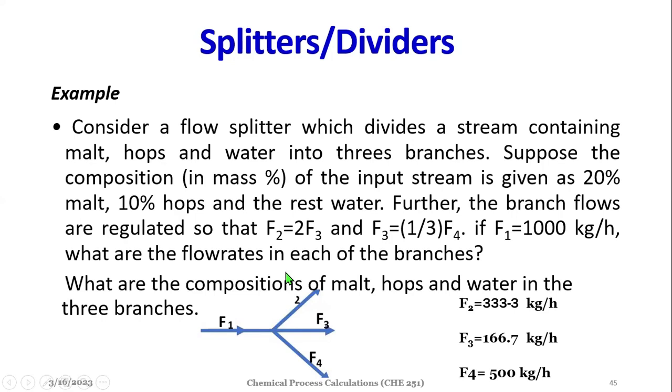So what we do is that I know the flow rate of the feed is 1000 and it's splitting into three streams. If I add the flow rates of the three streams, it should give me the flow rate of the feed stream. So F2 plus F3 plus F4 should give me F1, which is 1000. Now we have certain relations here. So if I say F2 plus F3 plus F4 is equal to 1000, I can now equate F3 to F4 with this relation here. And I can relate F2 to F3 with this relation as well.